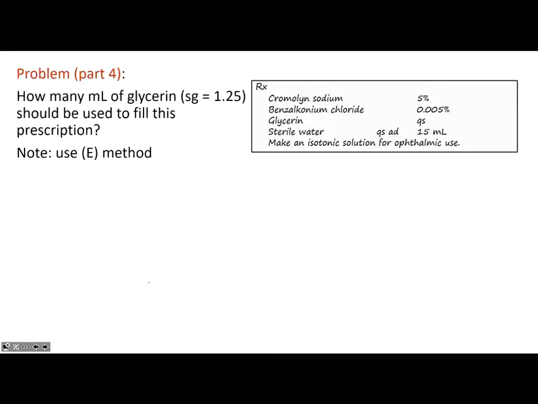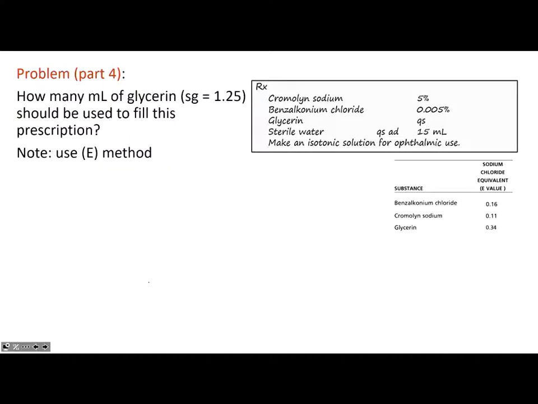The nice thing is I'm only going to have you guys do the E method here, okay, so the sodium chloride equivalent. What's the first step for the sodium chloride equivalent? Go to the book, man, and let's look up the values. So I have E values for both the benzalkonium chloride and the chromalin sodium and the glycerin. We need E values for all of our ingredients.